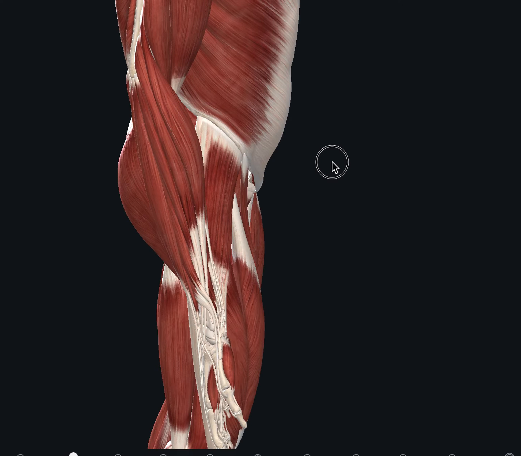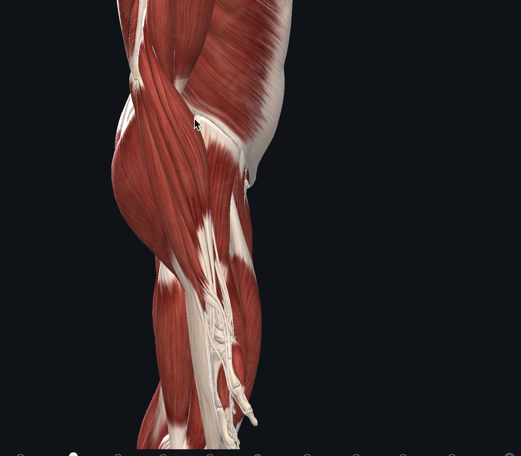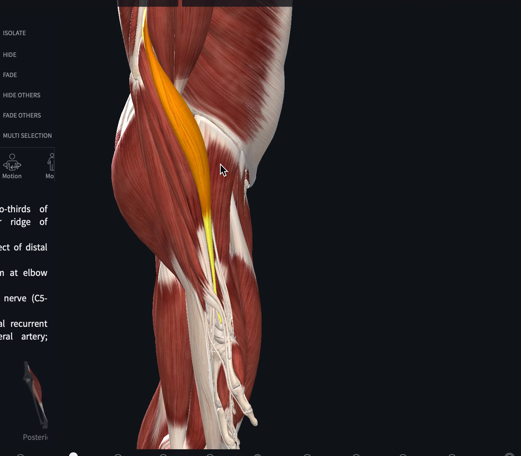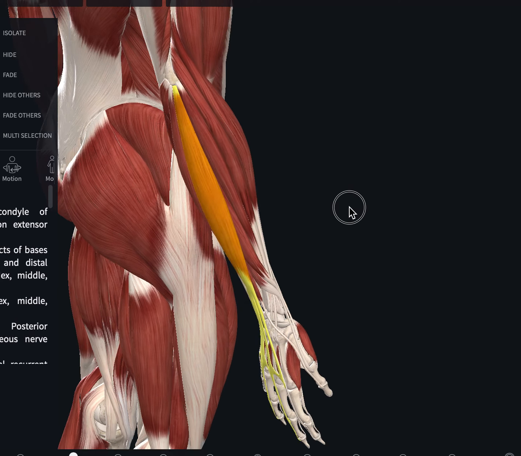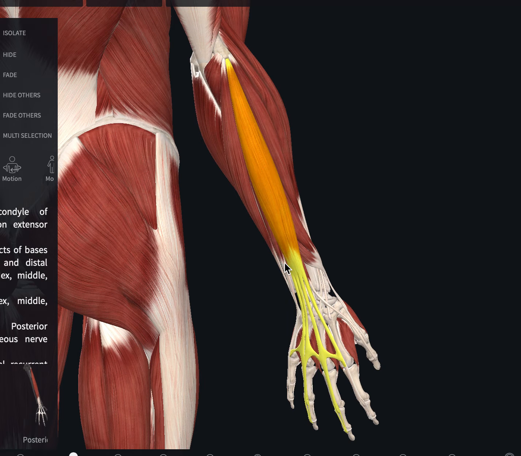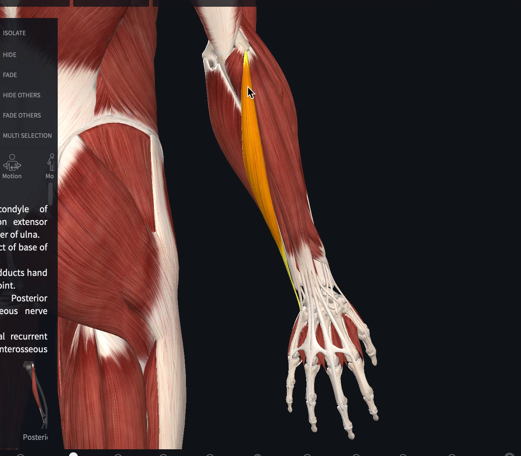So before we do that, let's just have a quick quiz. Highlighted on the screen now is brachioradialis, then extensor carpi radialis longus, because you can see the long tendon. This one here, since it goes to all the digits, should be extensor digitorum. This one here, I think it is on the ulnar side, so it's extensor carpi ulnaris.